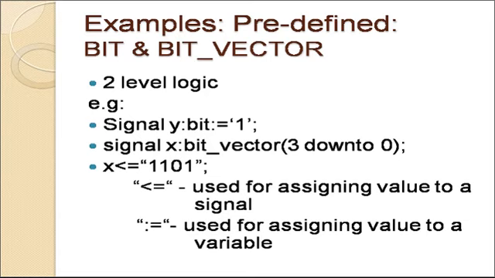Below, two things are being shown. These are the operators in VHDL: less than or equal to, used for signal assignment, and colon equal to, used for variable assignment.